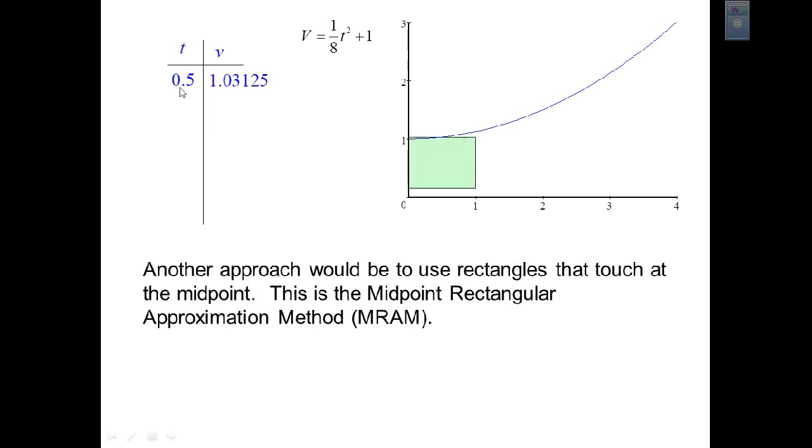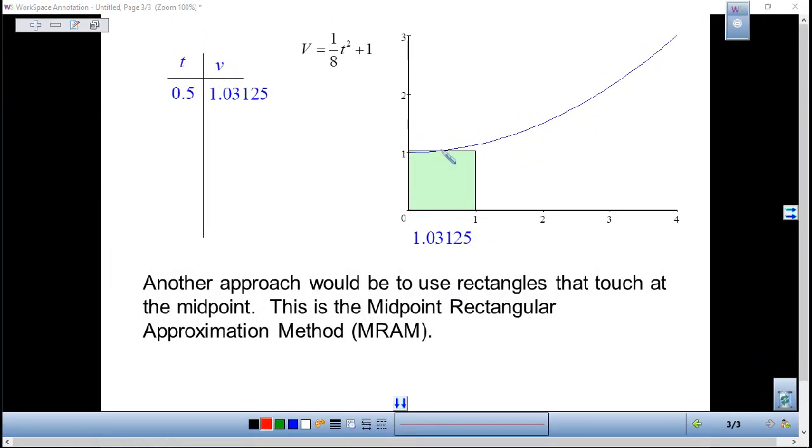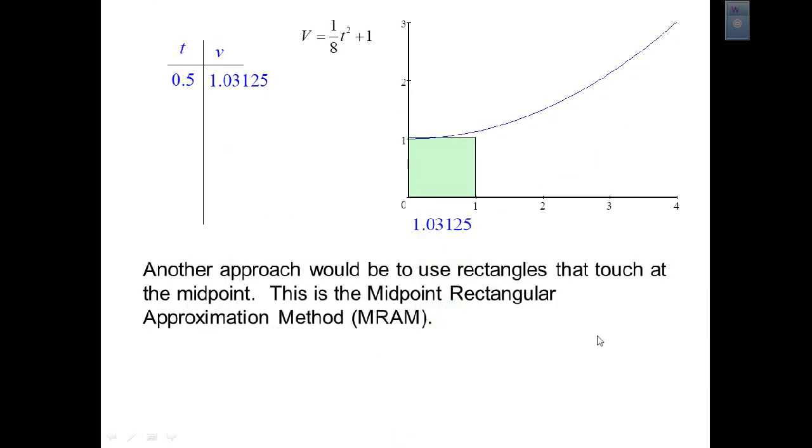So when we find these numbers, plugging them in here and adding and everything, at 0.5 we get a height of 1.03125. Okay, so that's the height right here. That's this value right there. That's that length. And then times the 1, and that means we have an area for that rectangle of 1.03125. And we just do that for each one of our subintervals here.